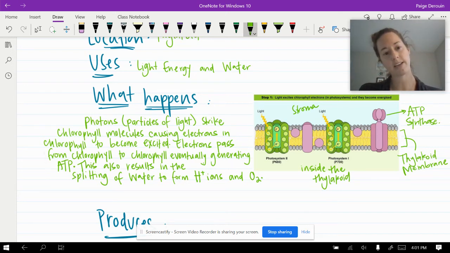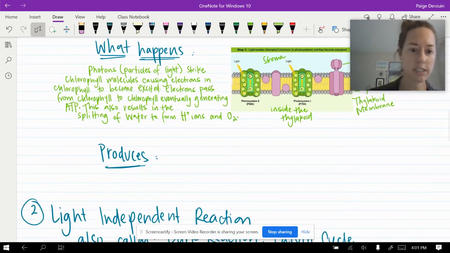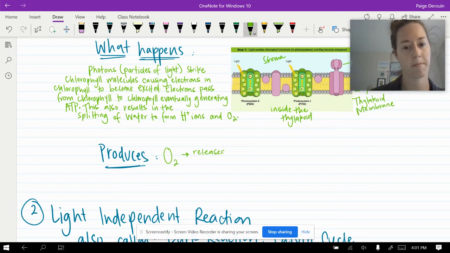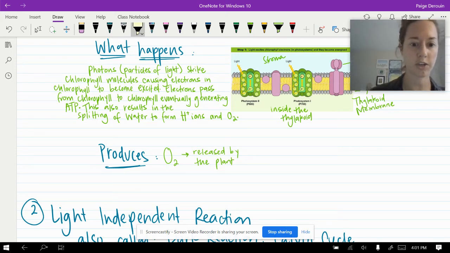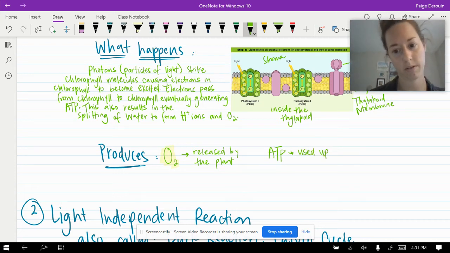So, at the end of the day, what we've produced from these light reactions is oxygen gas, which will be released by the plant. I'll highlight oxygen. We also have produced ATP, which will be used up in the next step.